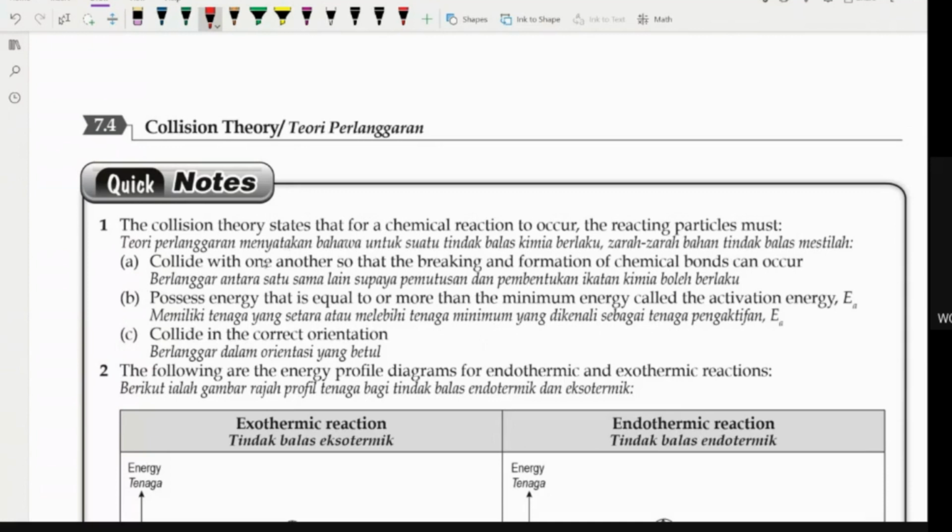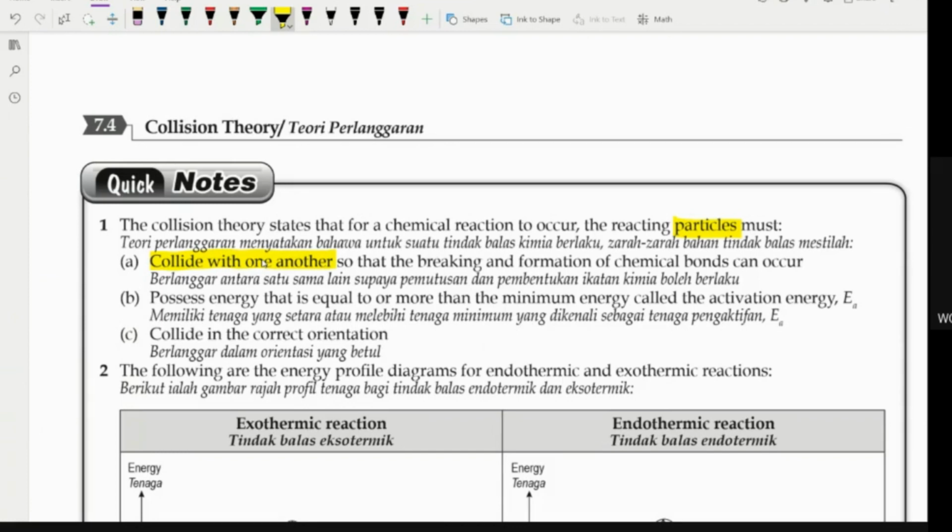So collision theory states that for a chemical reaction to occur, the reacting particles must what? First one, collide with each other, berlanggar, so that the breaking and formation of bonds can occur. Number two, it possesses energy that is equal to or more than the minimum energy called activation energy.